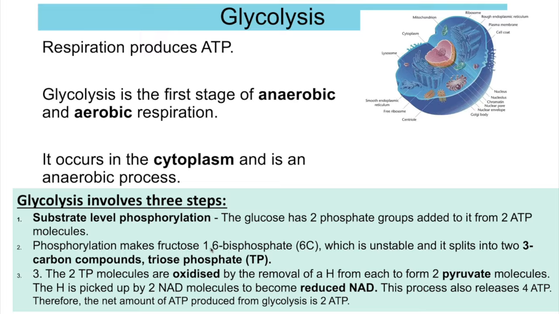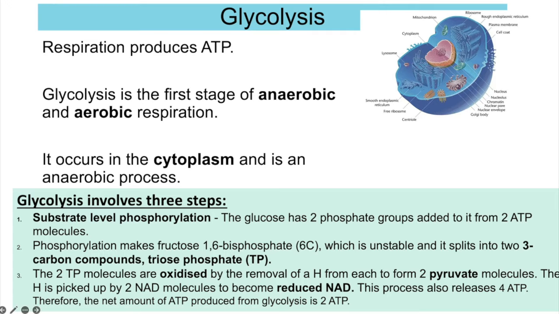So let's start with glycolysis and the first stage. And this stage is where you are producing a small amount of ATP, but you also use a small amount of ATP. We said already it happens in the cytoplasm, and this stage doesn't require any oxygen, and therefore it occurs in both anaerobic and aerobic respiration. And there are 3 key steps that you need to know.